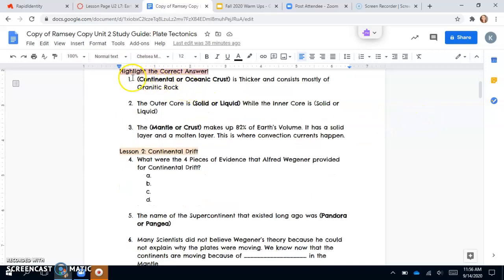So here, number 1, remember we talked about the different layers of the earth. So we had our crust, our mantle, our outer and our inner core. That was our very first lesson for Unit 2. So it says continental or oceanic crust is thicker and consists mostly of granitic rock. So the answer here is going to be our continental crust.